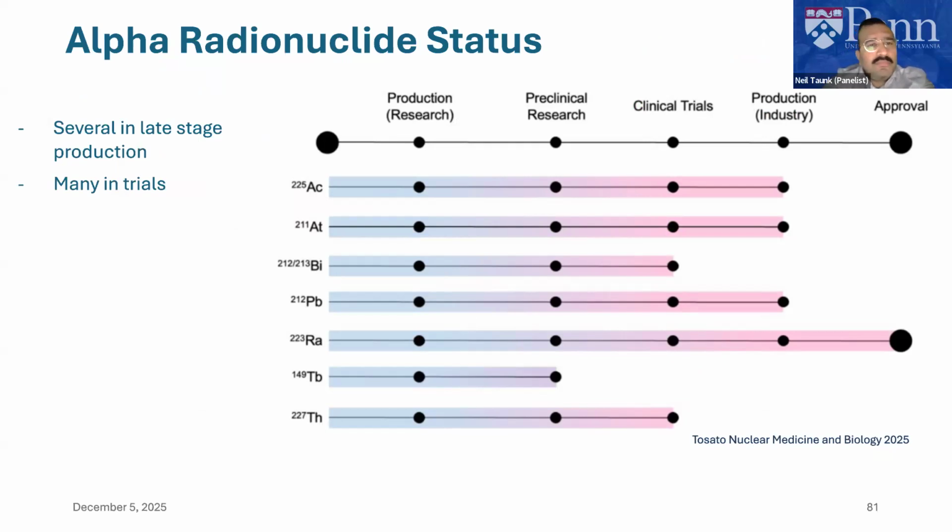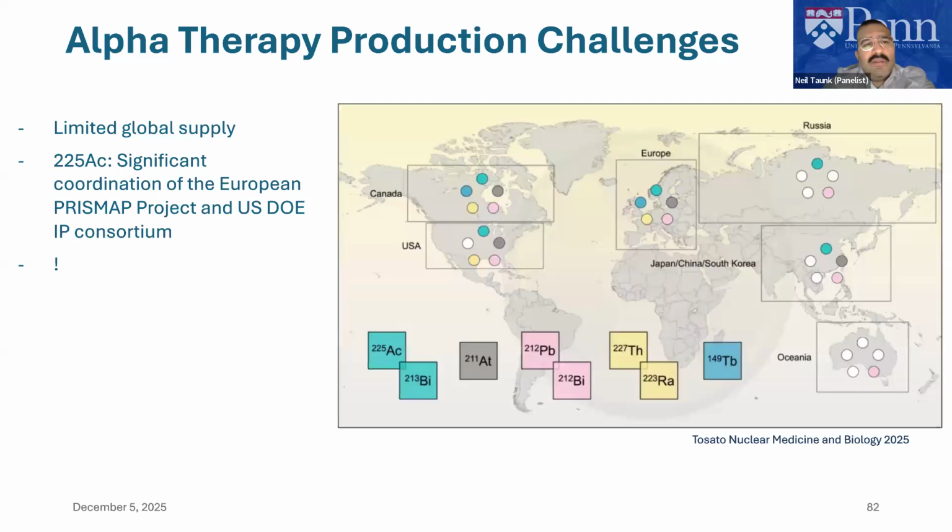Next slide. There are some challenges. There's a limited global supply of this. In this example, this shows what continents are capable of producing which alpha particles. For example, Australia is capable of producing lead but doesn't have any actinium manufacturing. North America can produce most all of it. Europe can produce most all of it, but it's a limited global supply and coordination of production is important.